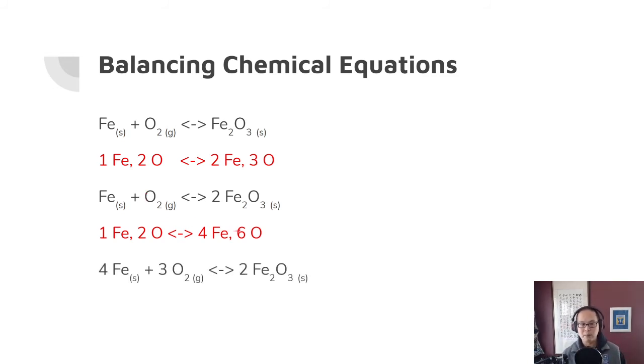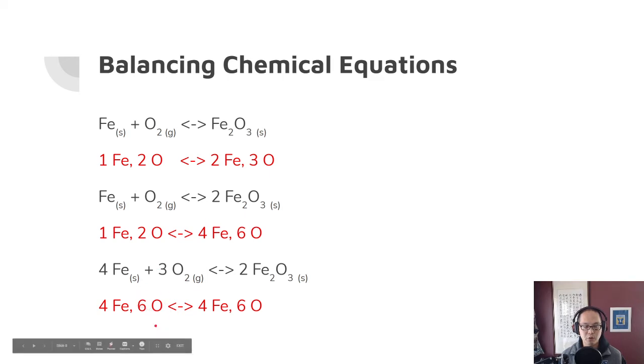So now I can balance the equation. I put a 4 in front of Fe, a 3 in front of O2, and I still have my 2 in front of Fe2O3. Now if I calculate it out, I have 4 Fe's, and 3 times 2, 6 O's. On this side, I have 2 times 2, 4 Fe's, and 2 times 3, 6 O's. 4 Fe's, 6 O's, 4 Fe's, 6 O's. My equation is balanced.